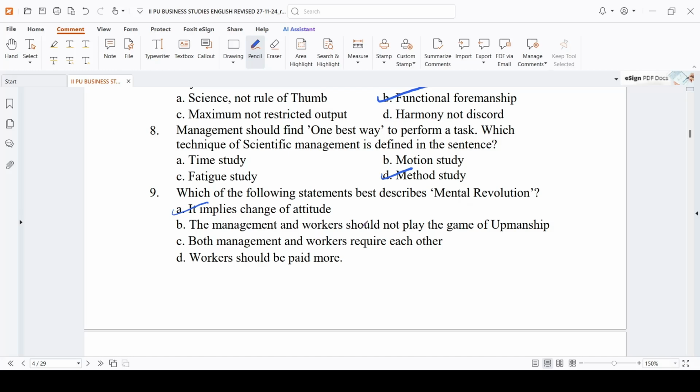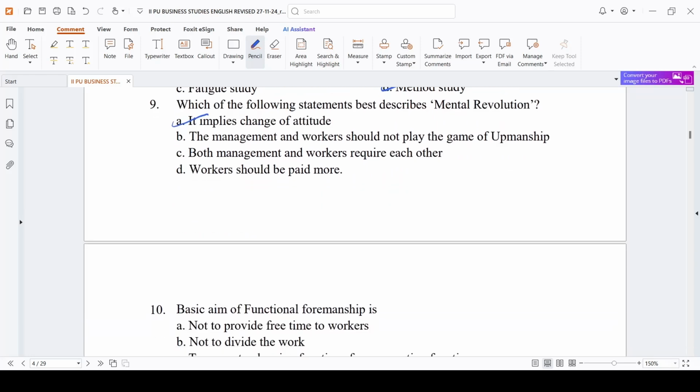Yes, very good. The management and workers should not play a game of upmanship. Both management and workers require each other. Workers should be paid more? No. It implies change of attitude. So, which of the following statements best describes mental revolution? It implies the change of the attitude.